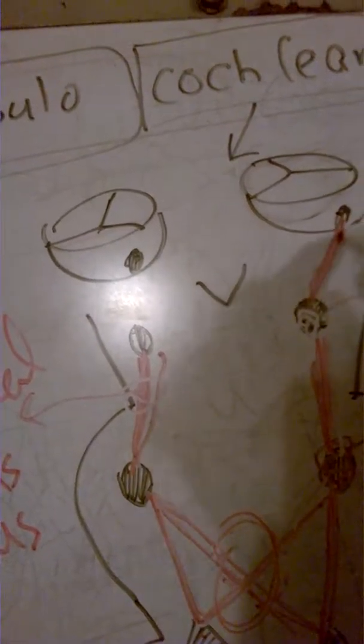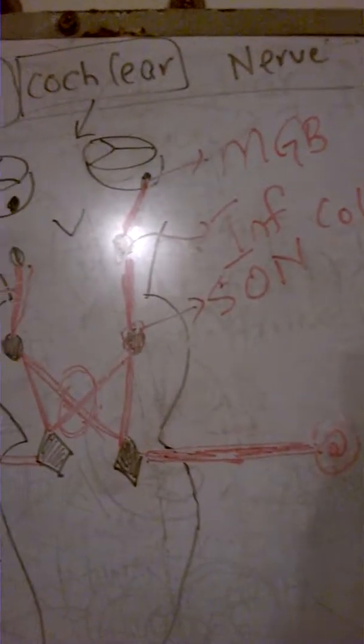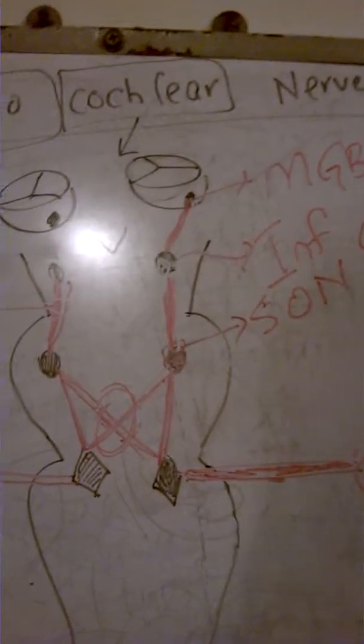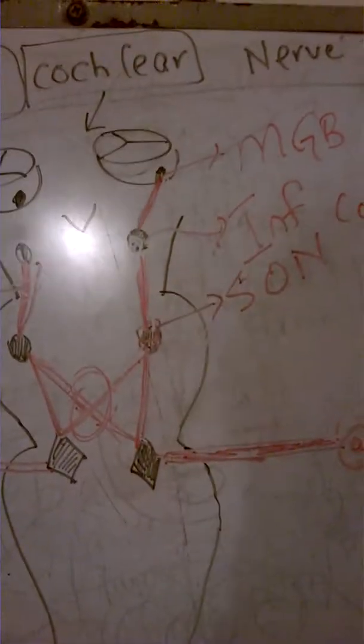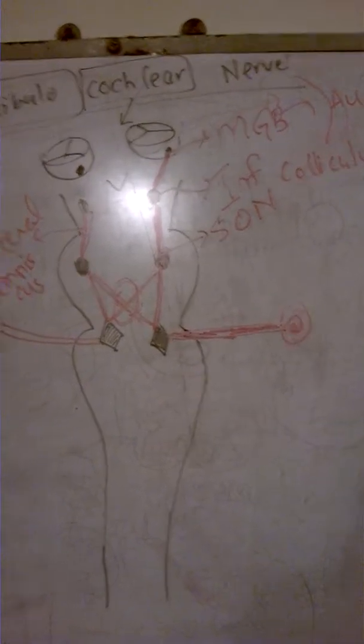From the inferior colliculus it goes and synapses with the medial geniculate body of the thalamus, not the lateral geniculate body. The lateral geniculate body is for optic nerves and optic radiation. The medial geniculate body is for hearing. From the thalamus it goes towards the auditory cortex in the temporal lobe of the brain. This is the basic diagram for what happens when you hear.